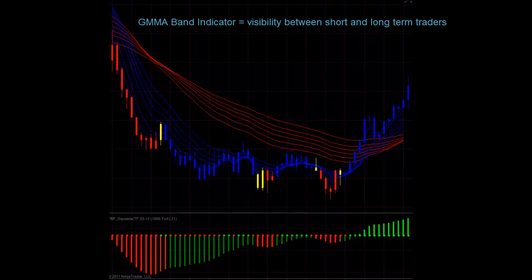So very simply, the way we apply GMMA is by observing the relationship between the two bands, so that the more separation between each band and within the bands themselves, the stronger the trend. When we see the bands compressing, we're in a consolidation period. Of great importance to note is the direction of the slow red lines, which clearly tell us the direction of the trend, and conversely the fast blue lines show us the opportunities or trading swings.